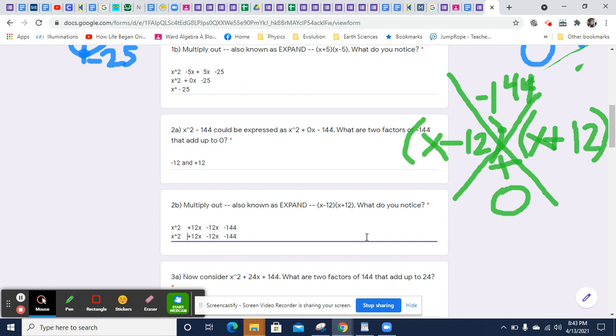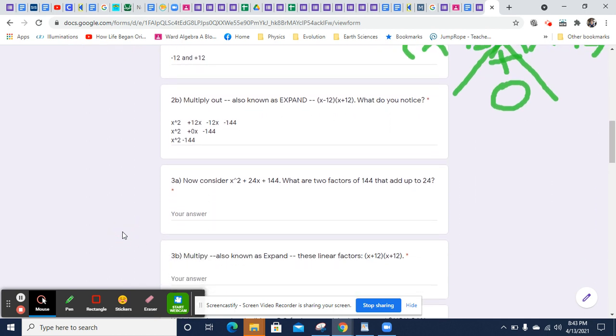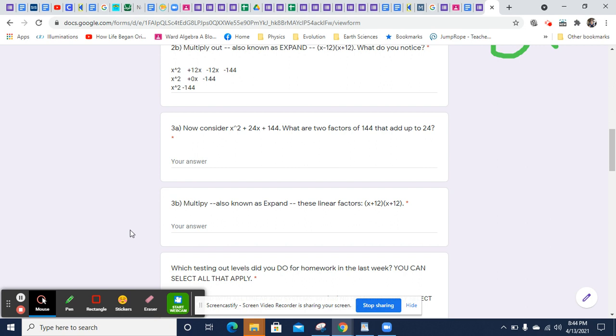The 12x plus negative 12x will just be plus 0x. That's just a whole lot of nothing. And then we can put that in the next row, and we'll just get rid of that 0. And it's just x squared minus 144, a difference of squares. x squared and 144 are squares. And we're going to consider one more pair of things here.